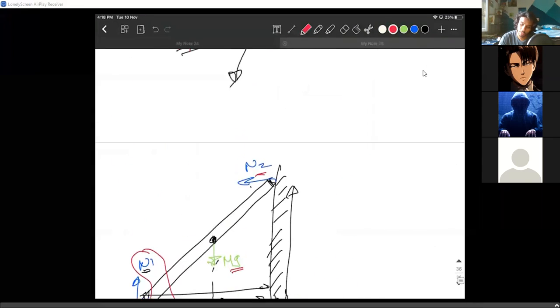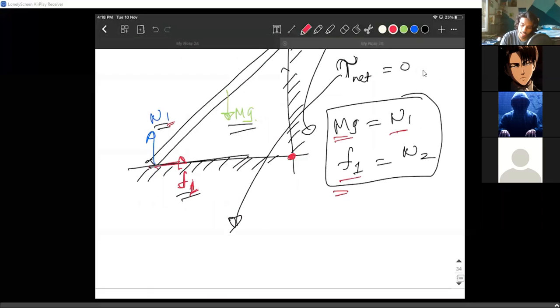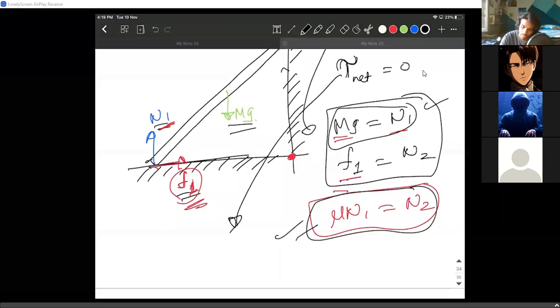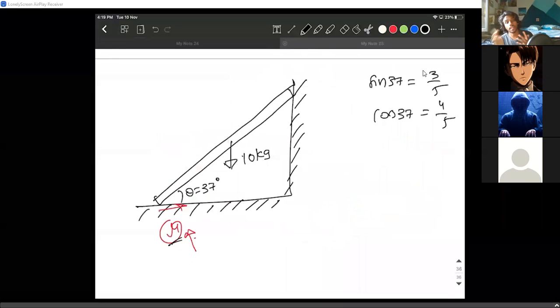Where do you use the mu value? Mg is N1, that is fine. But when you write F1, the friction is actually depending on N1. So mu N1 equals N2. These are the two equations that we are going to use. I want the value of mu in this problem. The problem is on the screen right now: 10 kg ladder, 37 degrees. I want the value of mu so that the ladder stays stable. Do a quick calculation as quick as possible and let me know the answer.